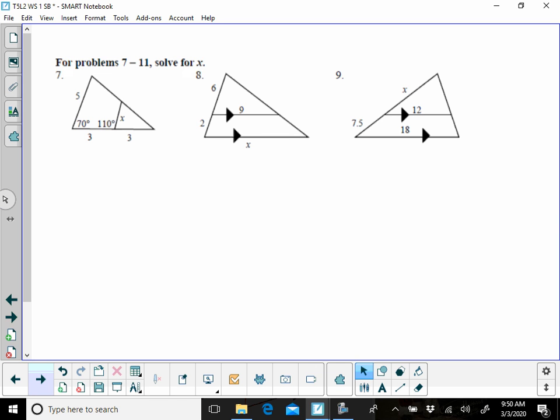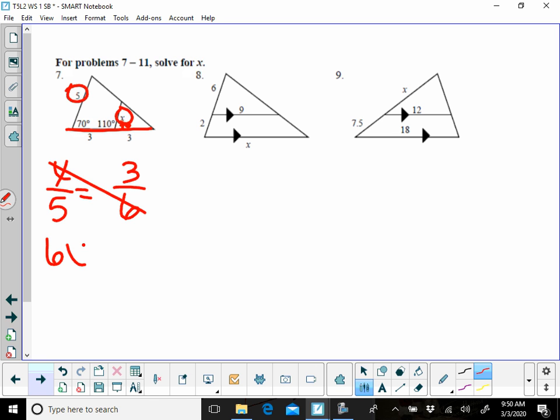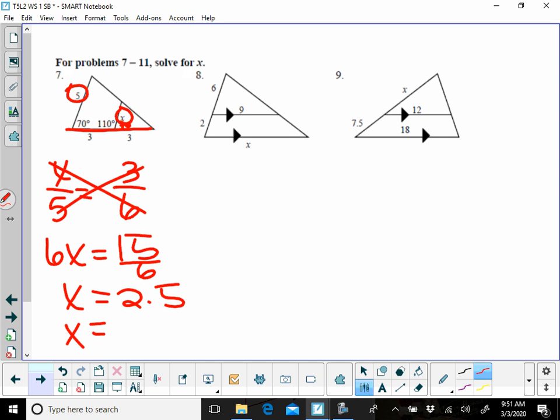All right, 7 through 11 is our ratio problem. For number 7, you're going to start by setting up your ratio. I know this right here is 70, because that makes that linear pair there in the middle. So now I can set up my ratios. X is going to be proportional with 5. If I do the small triangle, which will be 3, it's going to be proportional with that same side of the large triangle, which is actually going to be 3 plus 3, which is 6. So I'm going to cross multiply and get 6x is equal to 15. And that gives me 2.5, or you can reduce that down to 5/2.